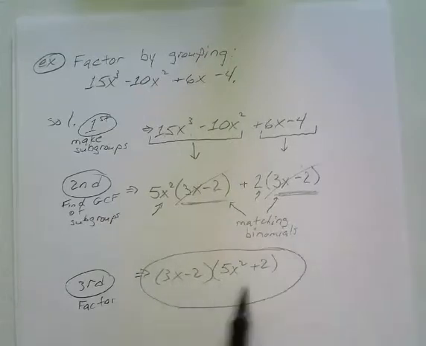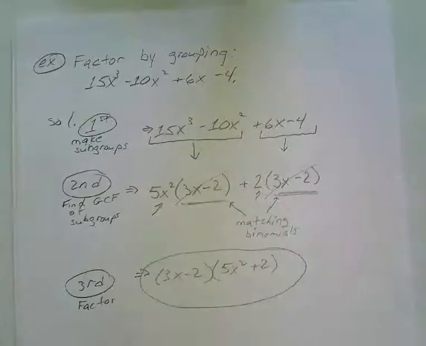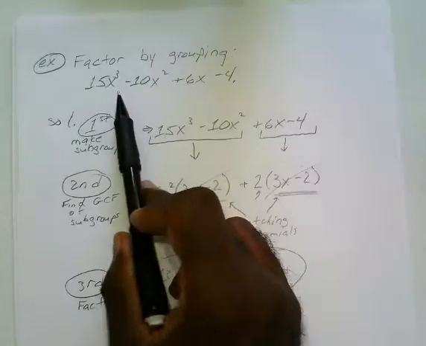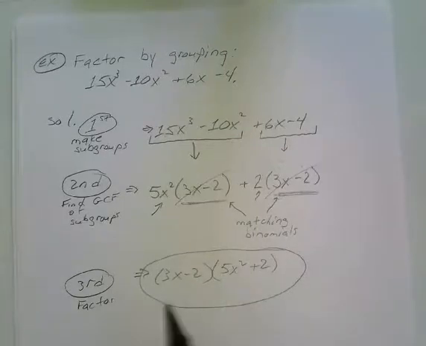If you do the FOIL method here, you should end up with your original problem. And this is your answer. That's the factor of 15x to the third minus 10x squared plus 6x minus 4. Or if you want, you can switch it around. If it's 5x squared plus 2 in the front and 3x minus 2 in the back, exact same thing. It's like multiplying 2 times 3 and 3 times 2. You'll get the exact same answer, just switched up a little bit.